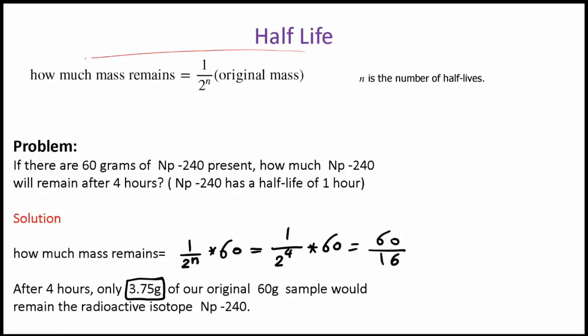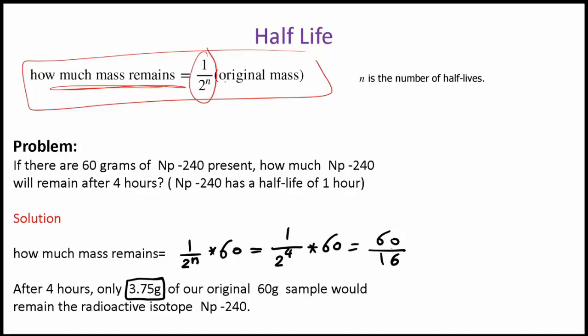And there is an equation that we might use to calculate the remaining of any mass. The remaining mass equals 1/2 to the power of n times the original mass. This equation is very important. So for example, if we start with 60 grams of a certain isotope, neptunium-240, you don't need to know the name. How much neptunium-240 will remain after 4 hours if the half-life is 1 hour? So how many half-lives do we have here? 4 half-lives. So n equals 4.